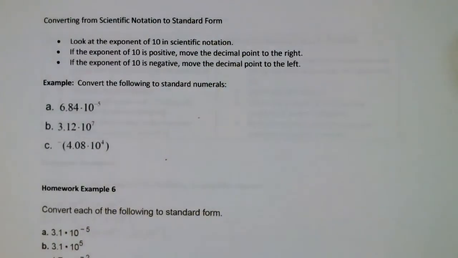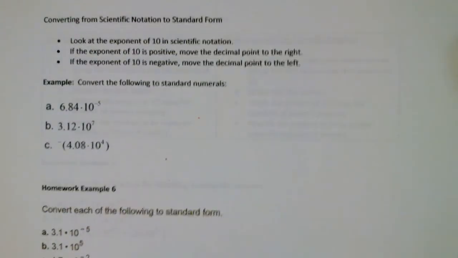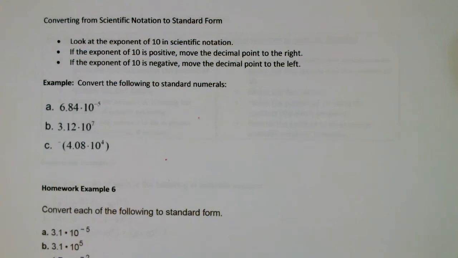All right. Now let's go the other way. Let's say we're given scientific notation and we want to convert those to standard form. So here we're going to look at the exponent of 10 in scientific notation. If the exponent of 10 is positive, you're going to move the decimal point to the right that number of places, whatever that exponent is. And if the exponent of 10 is negative, you're going to move the decimal point to the left that number of places, depending upon what the exponent is.